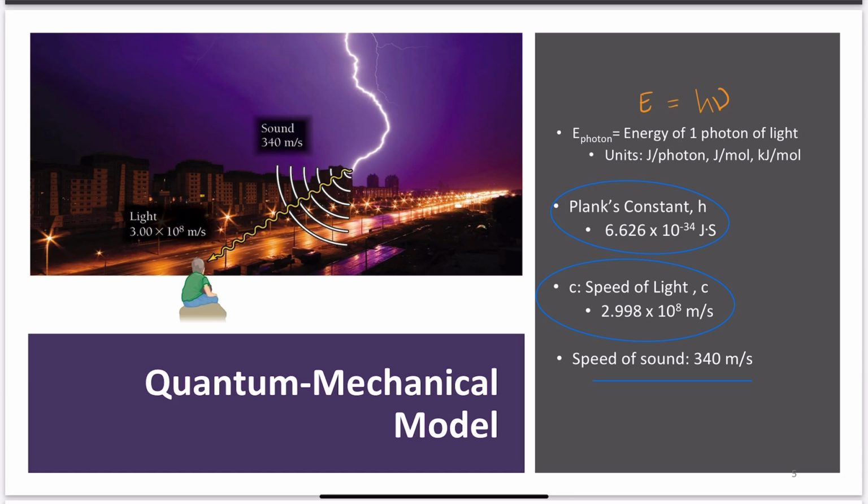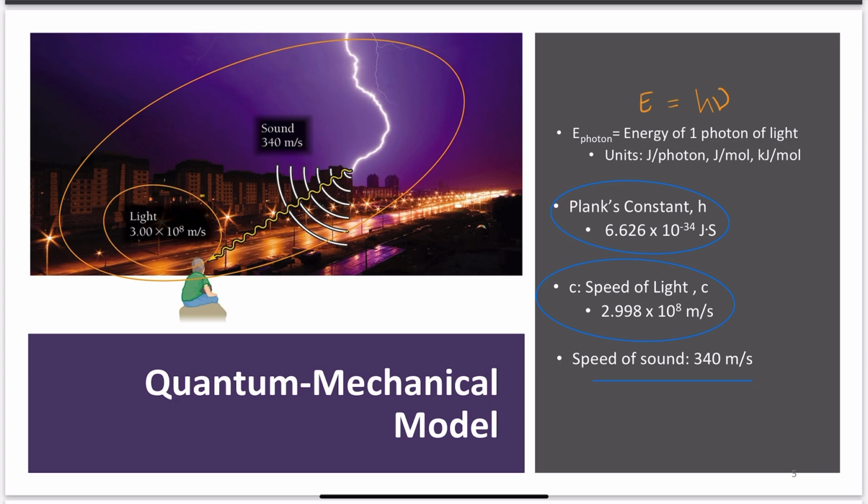And c, lowercase c, is the speed of light, and it's 2.998 times 10 to the 8th meters per second. And so part of what this picture is trying to show here is this whole sound versus light thing. If you look here, this is why you always see lightning before you hear the thunder. The thunder is due to that lightning. It's the sound associated with that lightning strike.